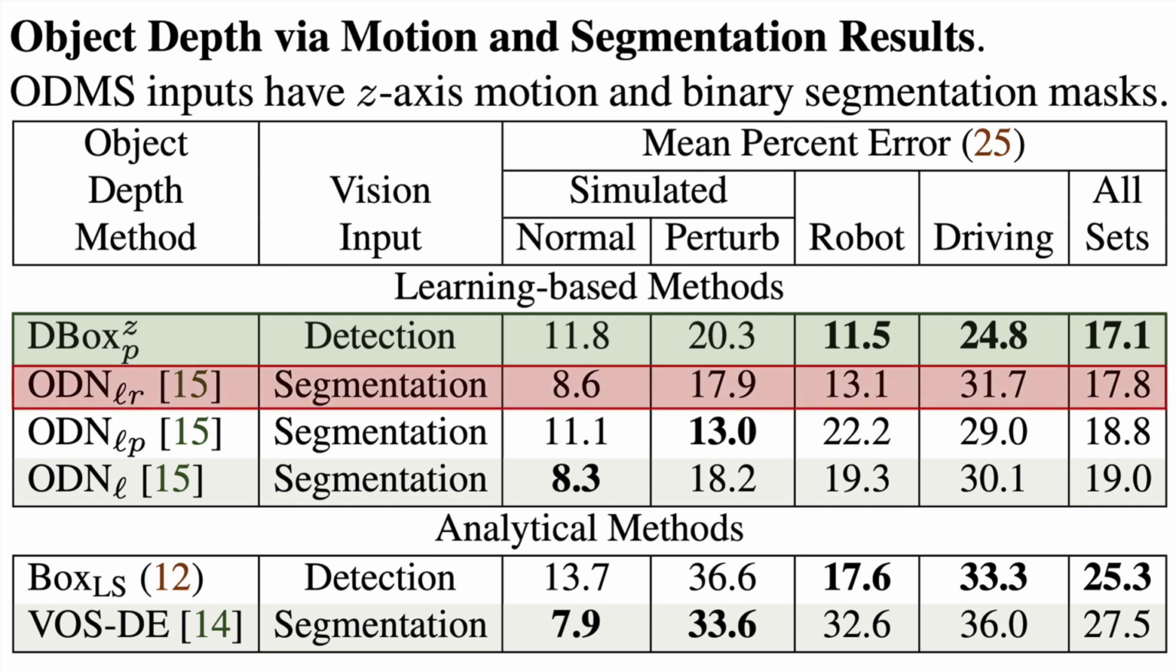Furthermore, while the second best method takes 2.6 days to train on segmentation masks, D-Box trains in under 4 minutes by using a simpler, bounding box-based input.